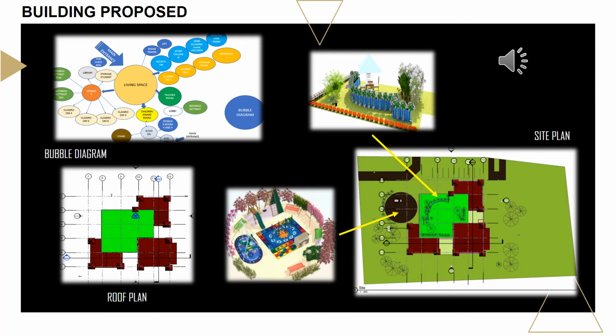And for the site plan, we can see the rooftop is green, and on the rooftop there is a canopy, table and seat, and also plants. On the playground, we can see the playground of the children.